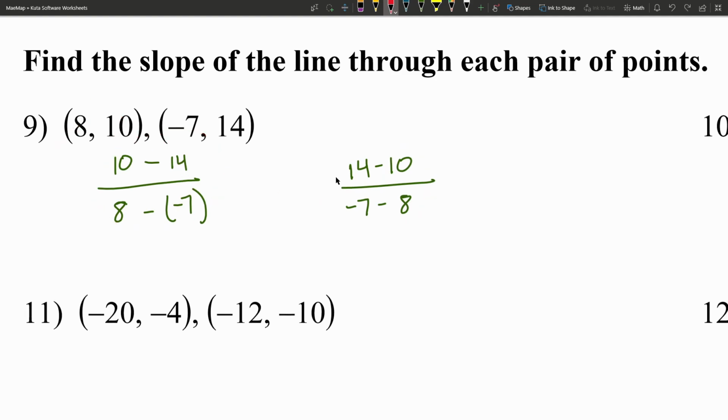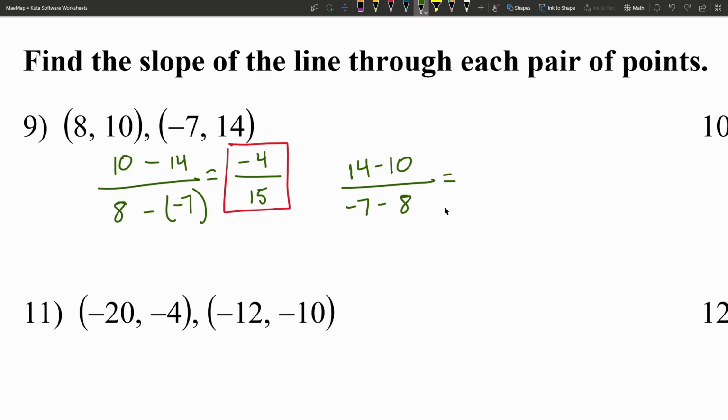And same over here. Now working this out, I'm going to show you that either way gives you the same result. Change in y, make sure to have those y coordinates in the numerator, and change in x, those x coordinates in the denominator. 10 minus 14 gives us a negative 4 over 8 minus a negative 7. That's 8 plus 7, which is a positive 15. So we get negative 4/15.